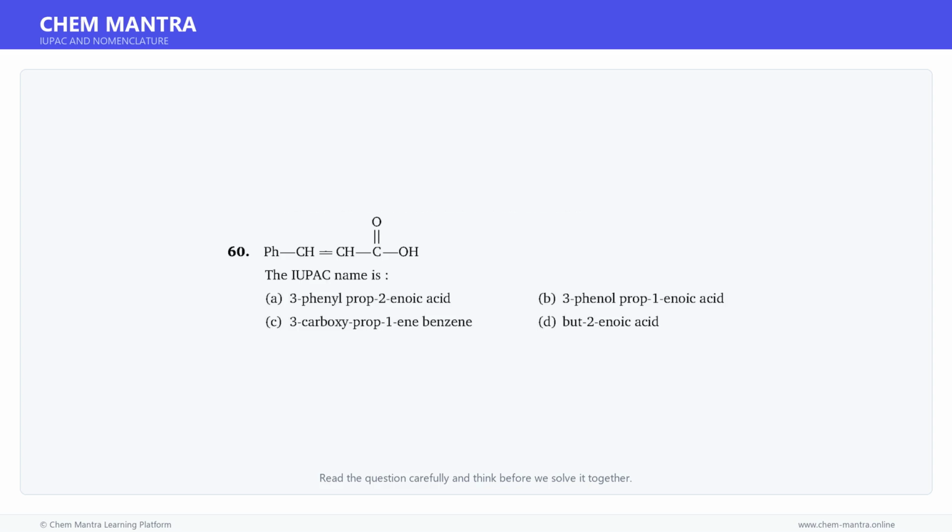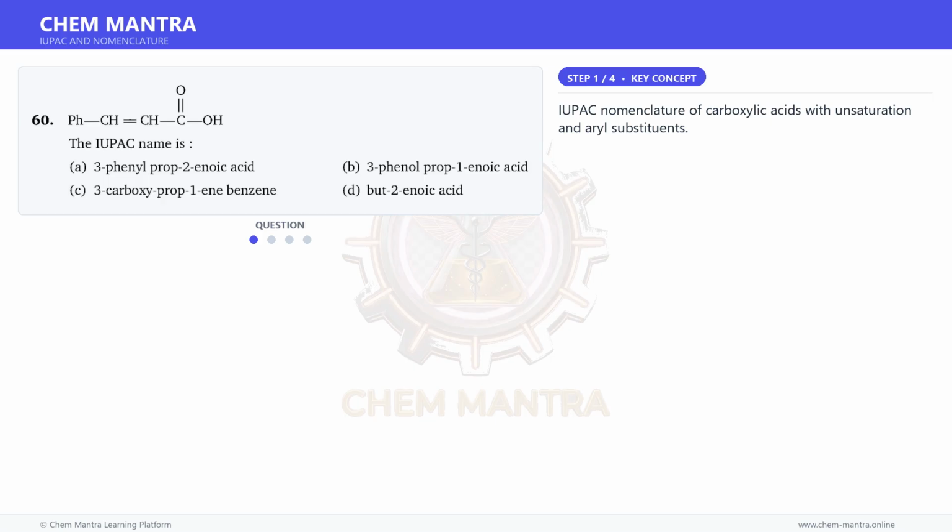Here is a question. Read it carefully and think about the answer. Let us solve it step by step. Let us first understand the key concept here: IUPAC nomenclature of carboxylic acids with unsaturation and aryl substituents.